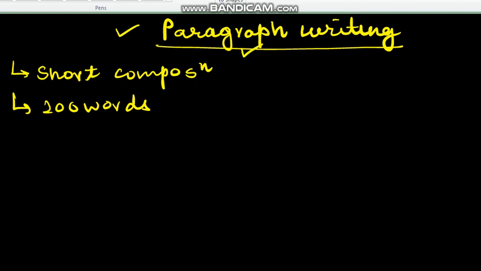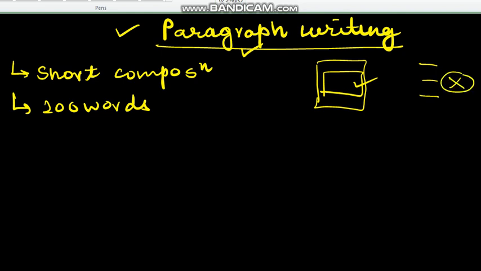Because it is paragraph writing, always on a page there should be one paragraph which has to be written. What do some people do? They write multiple paragraphs, and that doesn't make sense for paragraph writing. Because you are seeing the topic, it is paragraph writing, so one paragraph is sufficient, not more than that.